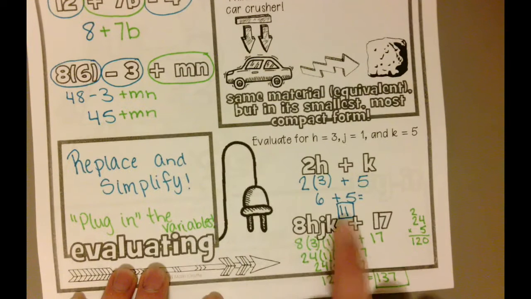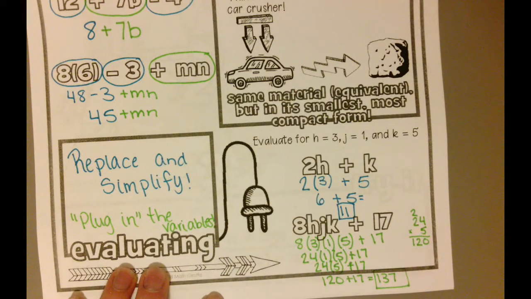Now this one is a little more complicated because it does have 3 different variables and they're all right next to each other, but that just means I'm multiplying them all together. So I have 8, h, j, k. So I'm going to do 8 times 3 times 1 times 5. Now remember, when I have parentheses with numbers back to back like that, that means I'm multiplying them all together. So if I had 8315, that would be 8,315, which is a lot different than what my answer to this problem is going to be. And I'm just going to bring down my other term, which is plus 17. And then I'm going to use the order of operations to solve.